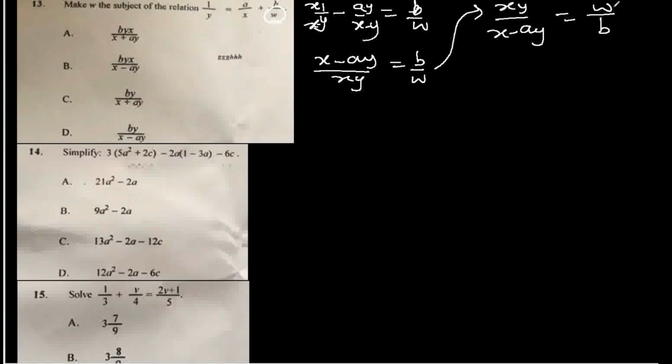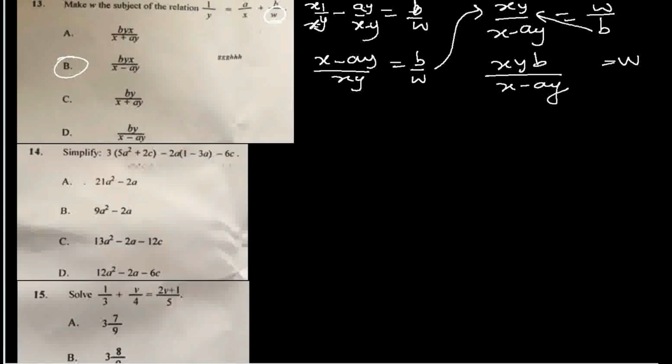Now this B must go, so that W becomes the subject. So W stays here, B goes and multiplies with this. So we get XYB over X minus AY. Let's see which one matches. B matches with this. Alright.